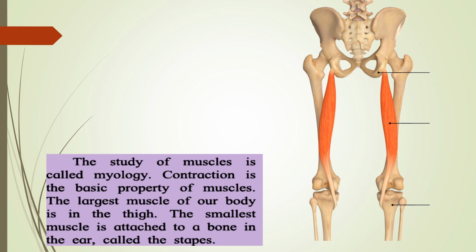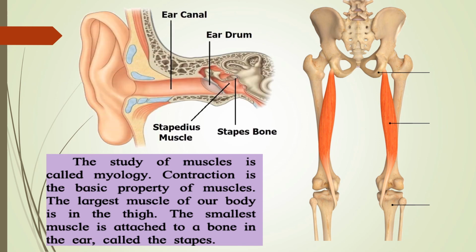जो हमारी thighs हैं, उसके अंदर सबसे लंबा जो muscles होता है, वो वहाँ present होता है. It is the largest muscle of our body, and the smallest muscle is attached to a bone in the ear called the stapes. ठीक है? एकदम बारीक सी एक हड्डी होती है, उसके अंदर एक छोटा सा muscle होता है जो उसे दोनों bones को connect करता है, and that is called the stapes. So in this picture you can see both things present, the largest muscle present in your body, that is in the thigh, and the smallest muscle present in your ear, that is called the stapes.